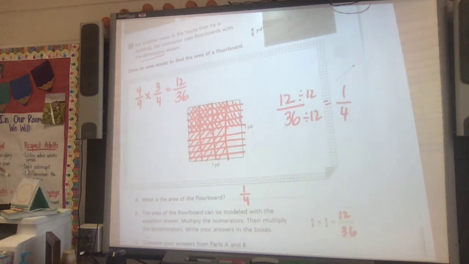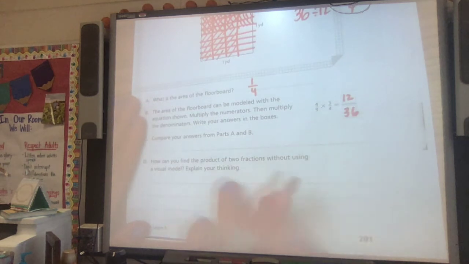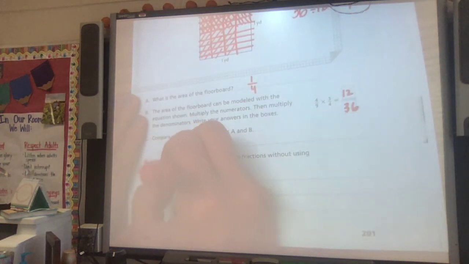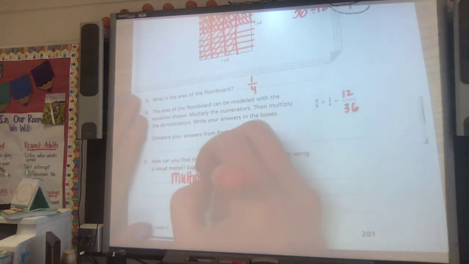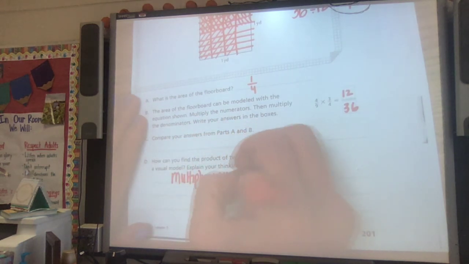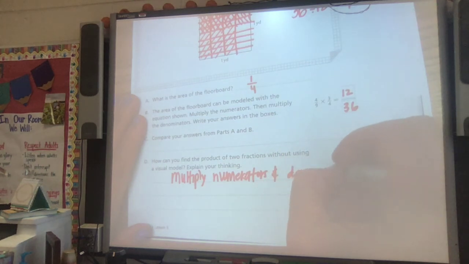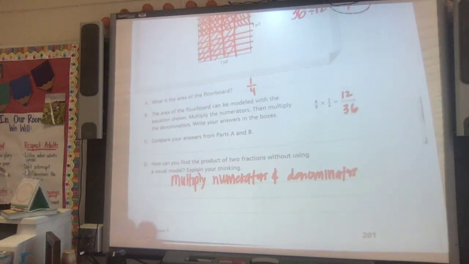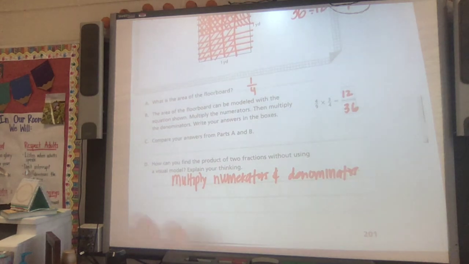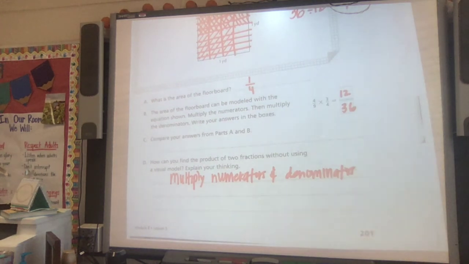So how can we find the product of two fractions without using that visual model? We can multiply numerators and denominators. Okay, very good. All right, guys. So that's how we do that. If you have any questions, let me know.